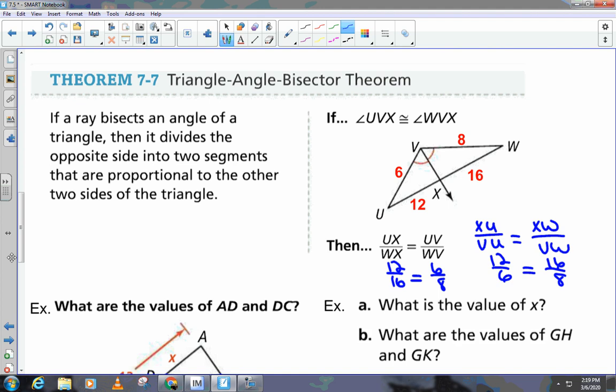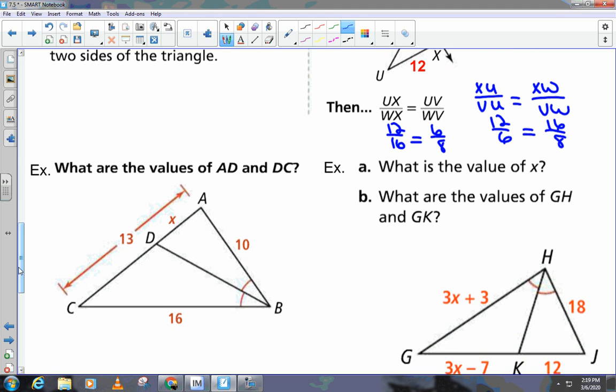Okay, so let's look at this problem right here. Okay, so this right here is an angle bisector, right? It breaks the opposite side into a ratio that's the same as the other two sides. Now the problem here, and there's going to be some like this out there, this is x, the whole thing is 13. How do we represent this part?